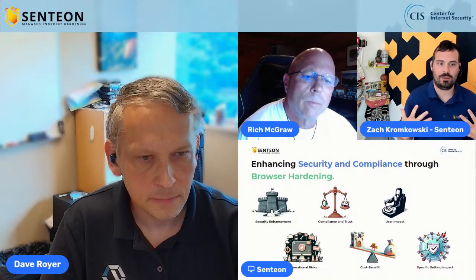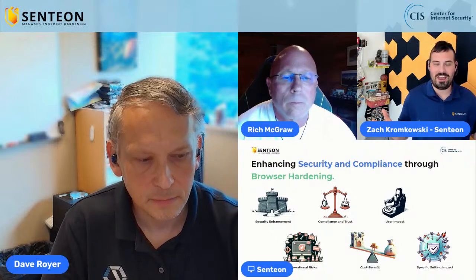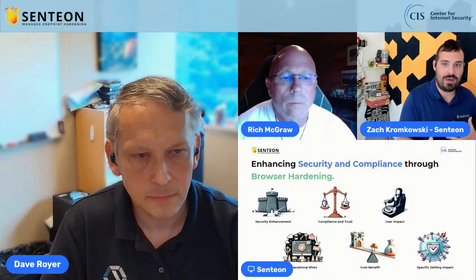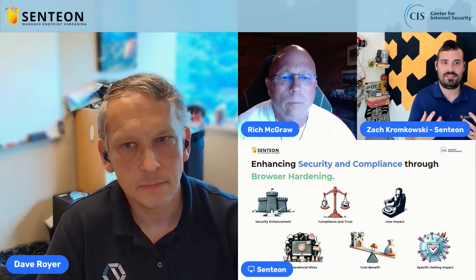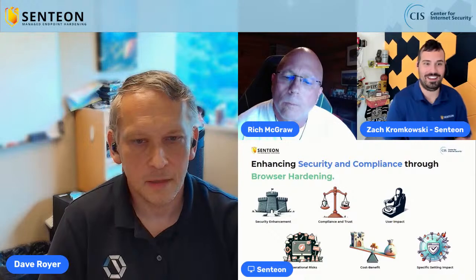A couple other points here. It does say operational risks at the bottom. When we talk about user impact, some of these settings can cause that type of disruption. Do you have any advice on a rollout methodology for changing these settings? And even if you have a story on a time you caused disruption and how you handled it.